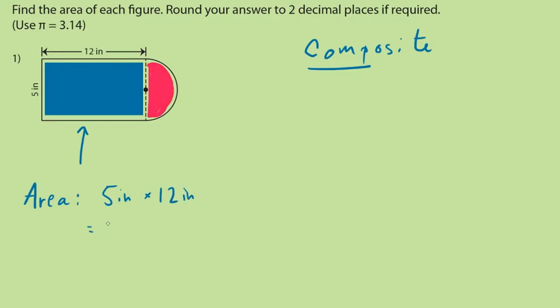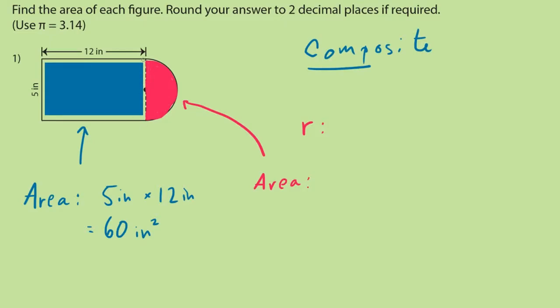So the area of the rectangle, or the blue area, shouldn't be too difficult to calculate, right? Rectangles are fairly straightforward when it comes to calculating their area. All we have to do is length times width. So the area of this part is 5 inches times 12 inches, and 5 times 12 is 60, so we've got 60 inches squared. And that's it. That's all there is to this blue area.